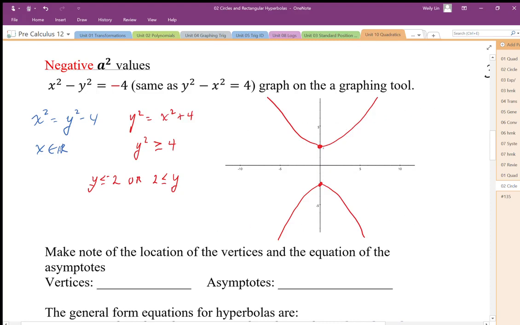But now we have this gap in here, and notice that the gap width is going to be the a value. If a squared is 4, a equals 2. So we can see that this a value is again related to the radius of a circle. It's the distance from the center to the vertex. Now with circles, everything's contained in here, but with hyperbolas it goes the opposite way.